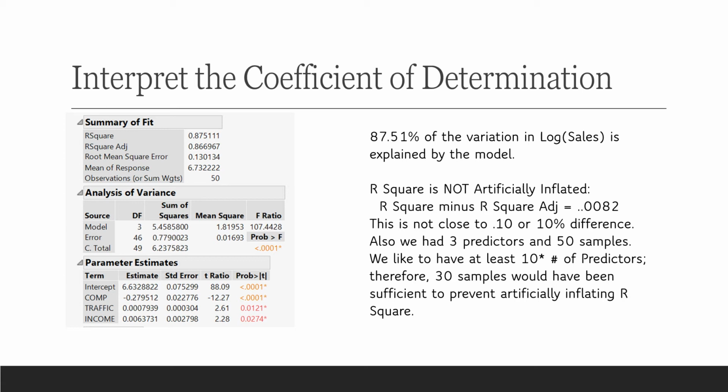The problem that might occur is sometimes we artificially inflate R squared. To check for this, we take R squared minus R squared adjusted, and we get a small value of 0.0082. If the difference is not close to 0.10 or 10%, then artificially inflated R squared is not a problem. We also had 3 predictors with 50 samples. The rule of thumb says we like to have at least 10 times the number of predictors for our samples. Therefore, 30 would have been sufficient to prevent artificially inflating R squared.